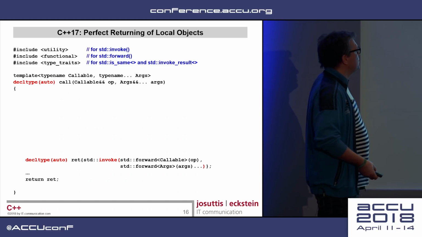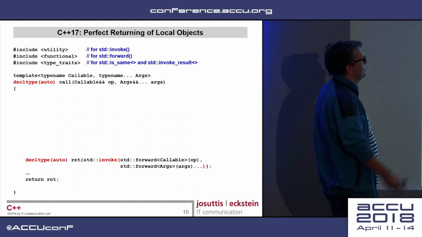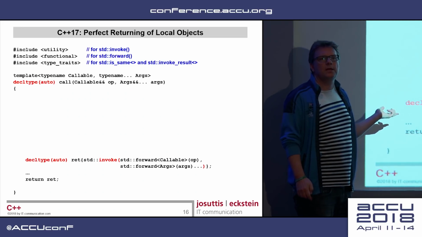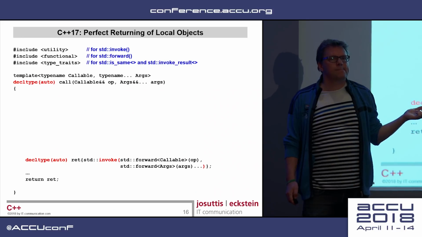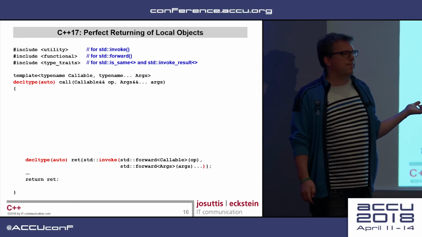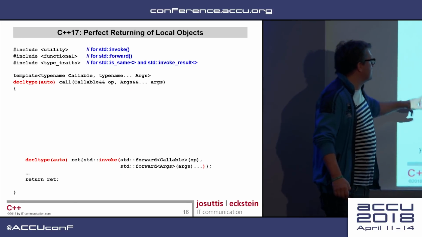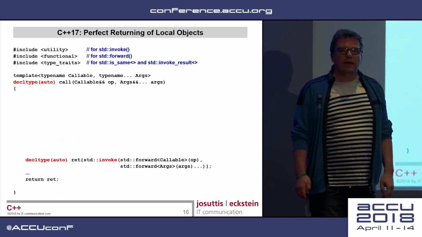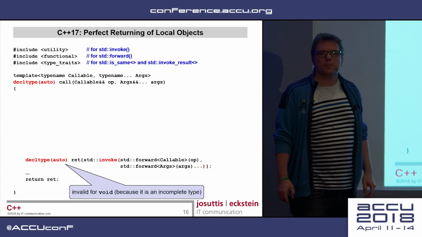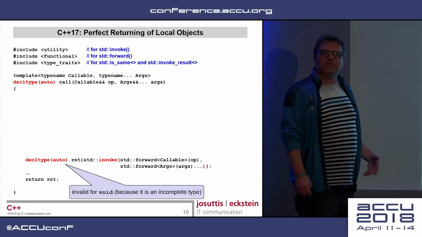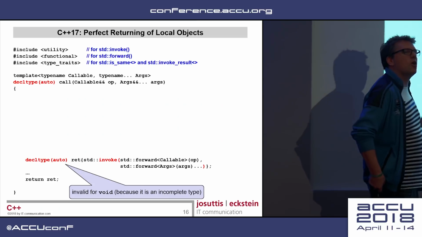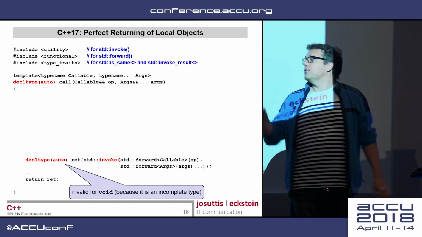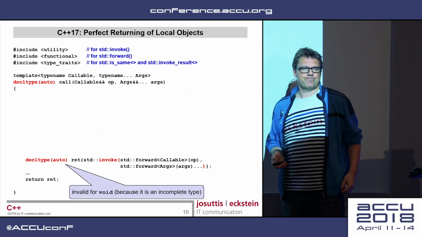Is it all? You see a couple of gaps here. Well, which problem do I have in this code? Who can tell me? decltype(auto) does not work for incomplete types, and void is an incomplete type. So if this is generic code calling a function that returns nothing, this does not compile.